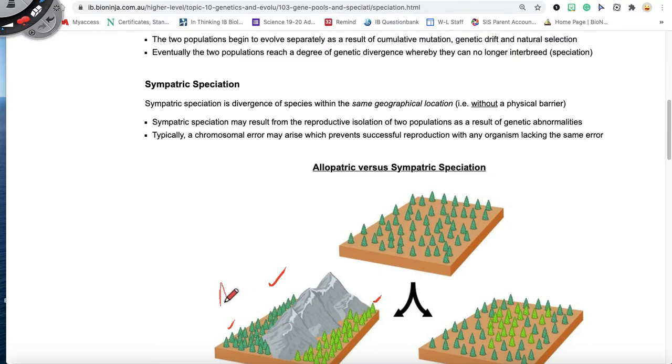Okay, so that's allopatric. In sympatric speciation, there is no physical barrier. The two different species that arose from a common ancestor are in the same geographical location, but now you have some type of reproductive isolation. That means that the new organisms, which are now considered a new species, have some form of genetic abnormalities or some form of chromosomal error. And that means that they cannot interbreed with the original parent population. So this would be the sympatric speciation.